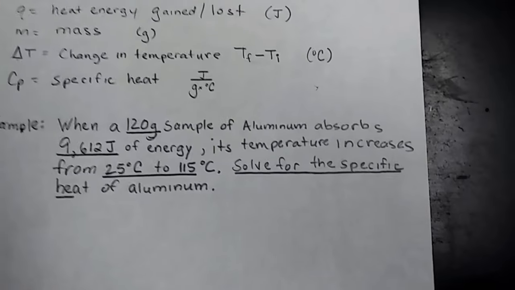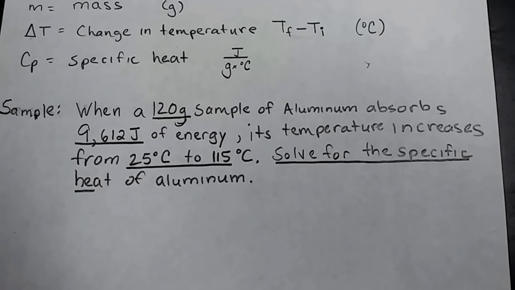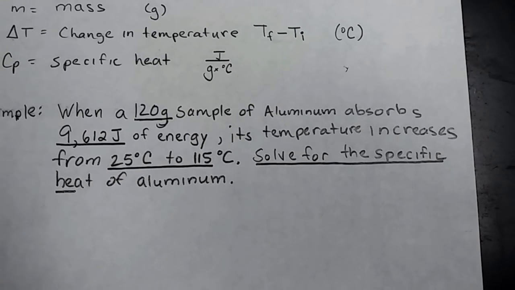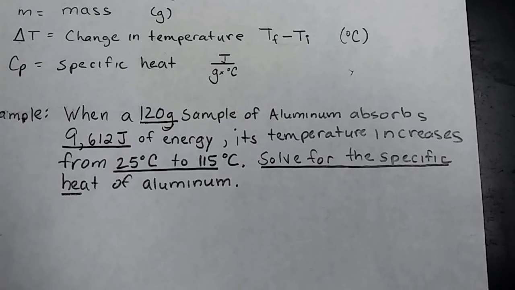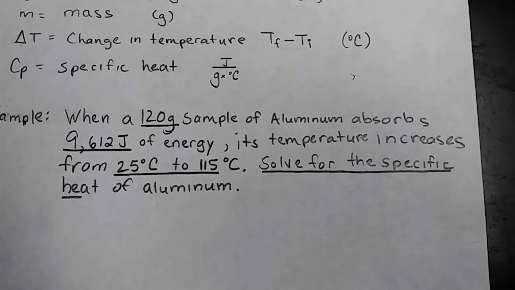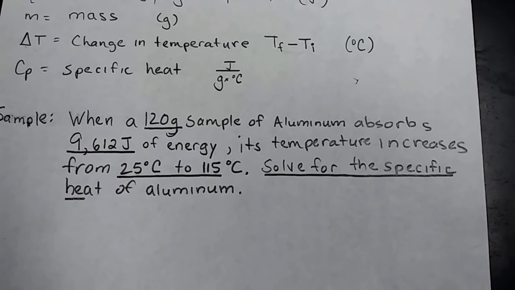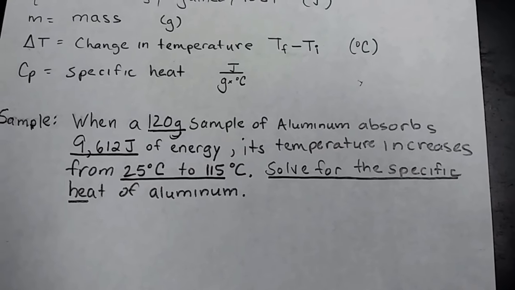Okay, so we take a look at this sample problem. It says a 120 gram sample of aluminum absorbs 9,612 joules of energy. Its temperature increases from 25 degrees Celsius to 115 degrees Celsius. Solve for the specific heat of aluminum.